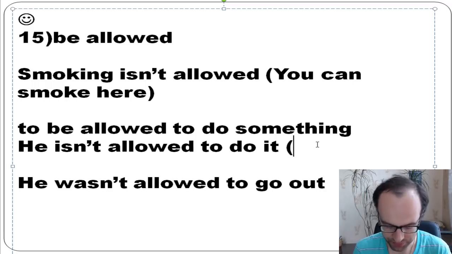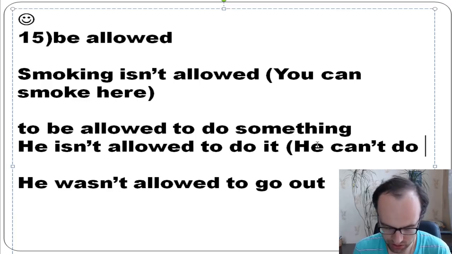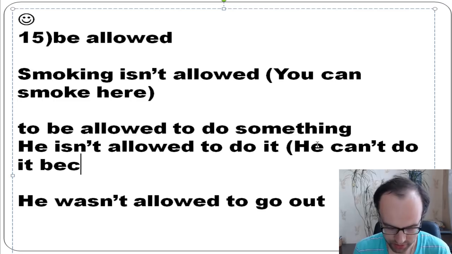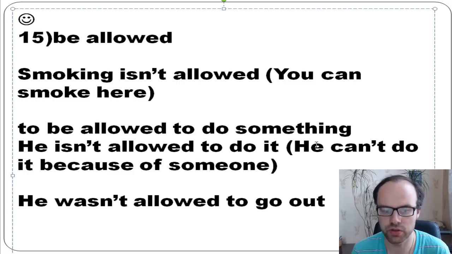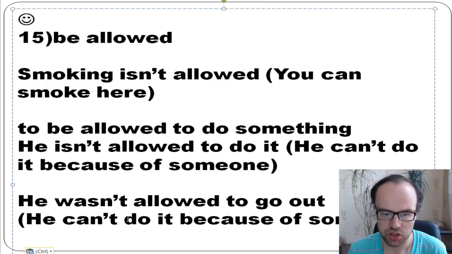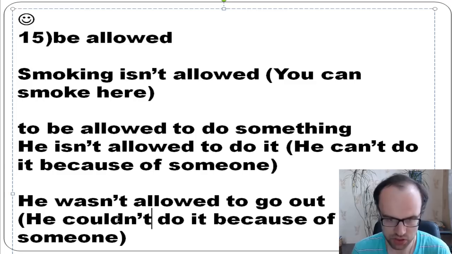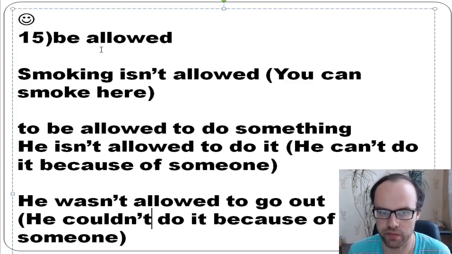It means someone, so it means he can't do it, yeah? He can't do it because of someone, okay? He wasn't allowed to go out. It means he couldn't do it. It's about the past. It means he couldn't do it because of someone.